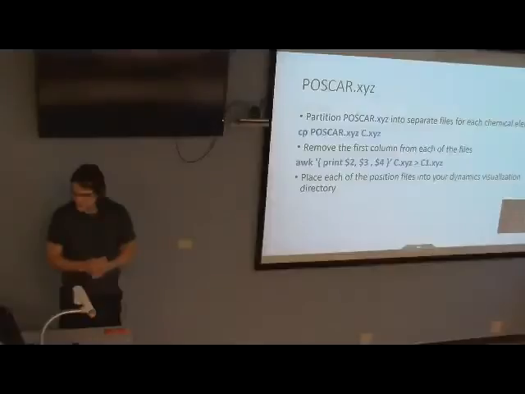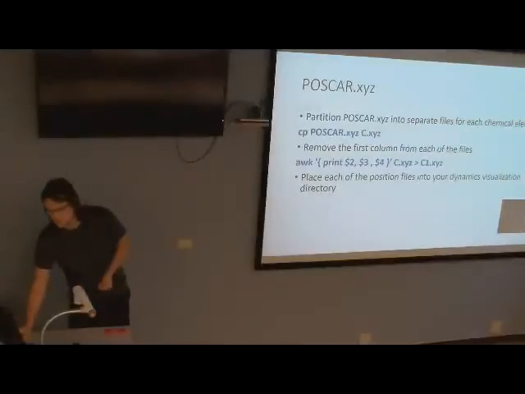So essentially the way that it works in MATLAB, what you do is you get your postcard.xyz, and then you basically copy that into all the chemical elements you have in your model. I only listed one here, so you copy your postcard to, like if you have carbon, C.xyz. Then you would do the same thing if you had hydrogen, you would do another version, hydrogen.xyz, and so on, for all the chemical elements you want to visualize. And then you remove the first column from each of your files.